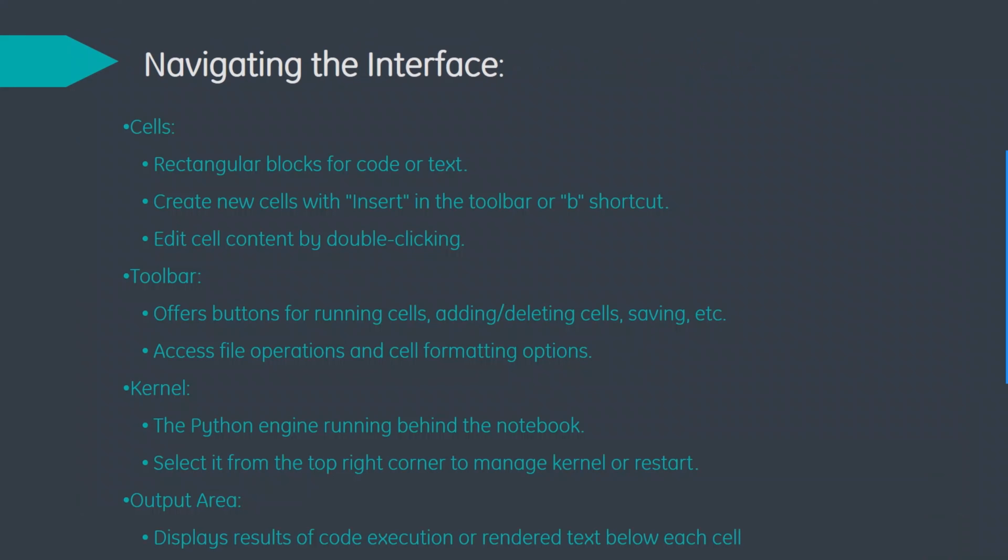We have already seen cells, toolbars, kernels. What is the output area? The output area displays the results of code execution or rendered text, one below the other. I hope this and all is discussed in the previous slides. You can just take a look at it.